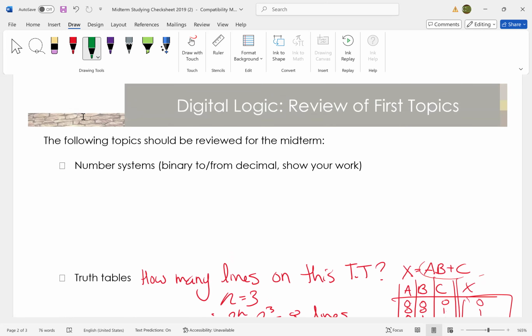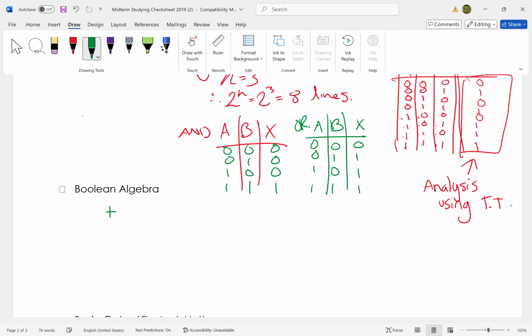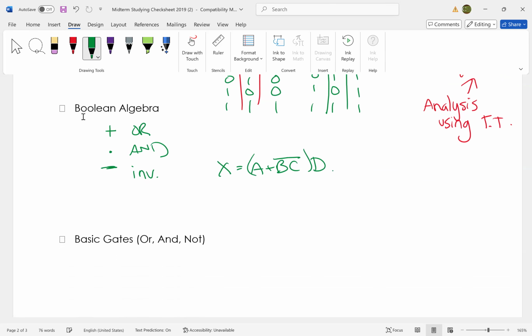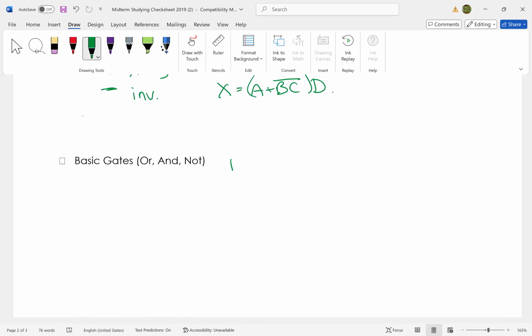Boolean algebra just is to know our expressions, that this means or, and a dot means and, a line means inverted, and we can write expressions like that. You have to know how to write those expressions and what those mean. Basic gates, you'll have to know the truth tables for the basic gates and symbols.